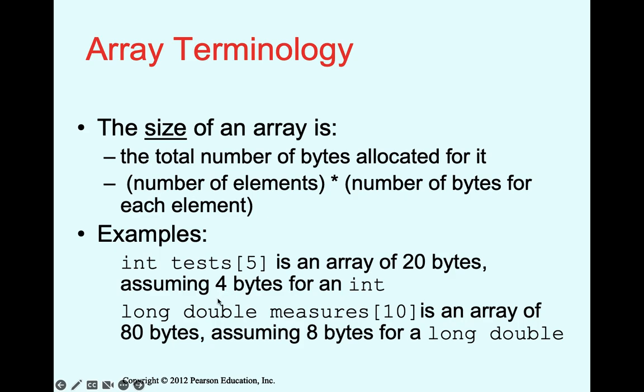Okay, if we have long double measures[10], this is an array. The name of the array is measures. We have 10 elements, and they are long double. A long double is 10 bytes per element, and we have 10 elements, so in total the size is 100 bytes.